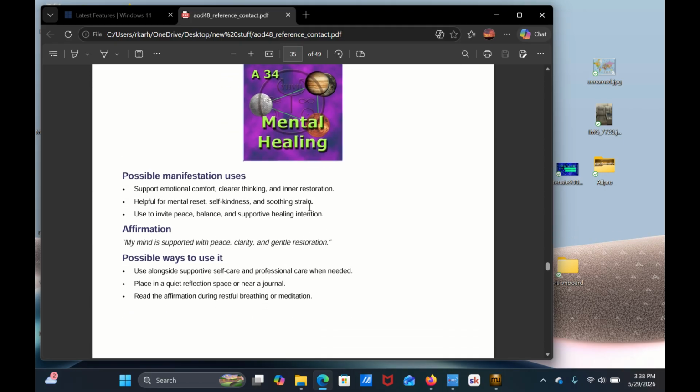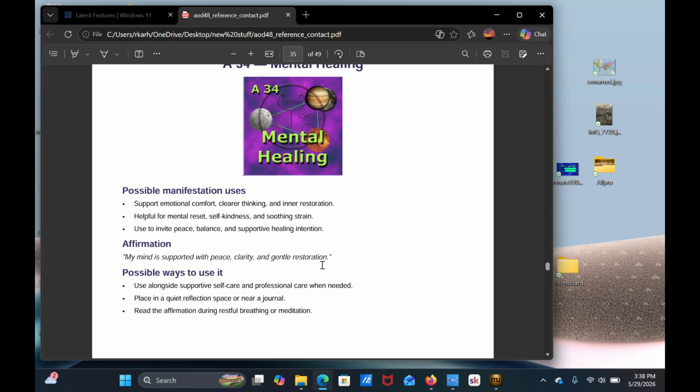Mental healing. Support emotional comfort, clearer thinking, and inner restoration. Helpful for mental reset, self-kindness, and soothing strain. Used to invite peace, balance, and supportive healing intention. My mind is supported with peace, clarity, and gentle restoration.